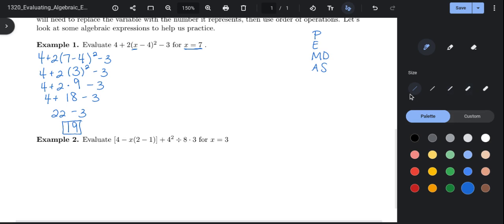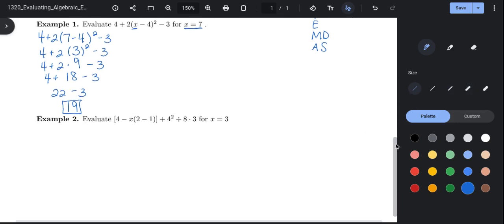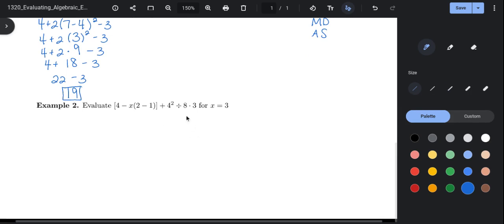On the next example, this is where it gets a little bit more complicated because we have some parentheses within our parentheses. So this is what I was talking about earlier. So let me write out our order of operations. So here we're evaluating in brackets: we have 4 minus x times the quantity 2 minus 1, and then plus 4 squared divided by 8 times 3. And we're evaluating this for x equals 3.